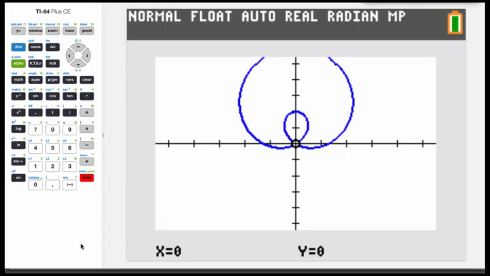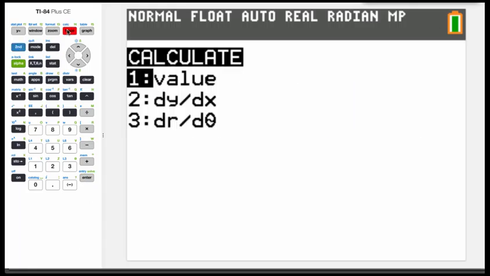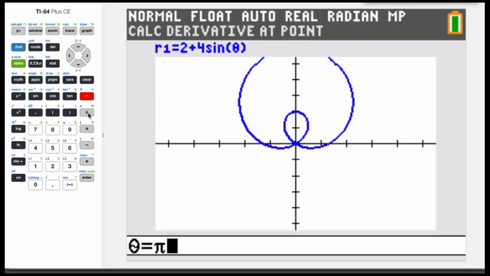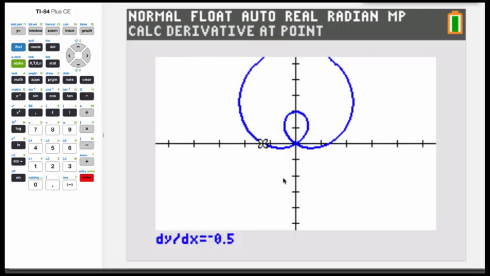We wanted the slope at theta equals pi, so let's do second trace. Number 2, of course, is dy dx, and we'll type in pi for our angle. And you'll notice it's right down here on the lower left, and the slope is indeed negative 1/2.